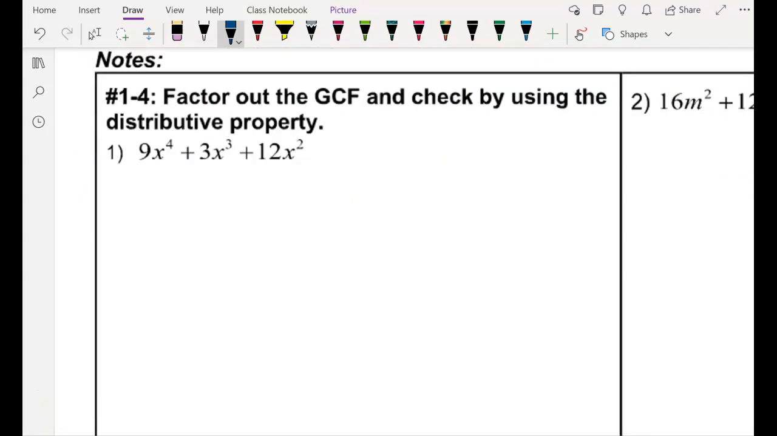So for our notes today, example 1 to 4 states, factor out the greatest common factor and check by using the distributive property. So remember, we need to know how to factor, right? The biggest term that these trinomials have in common. So let's always look at the numbers first. So you have 9x to the 4th, that's 3 times 3. Then we have x to the 4th, that means you have x times x times x times x. Okay, so that's 9x to the 4th.